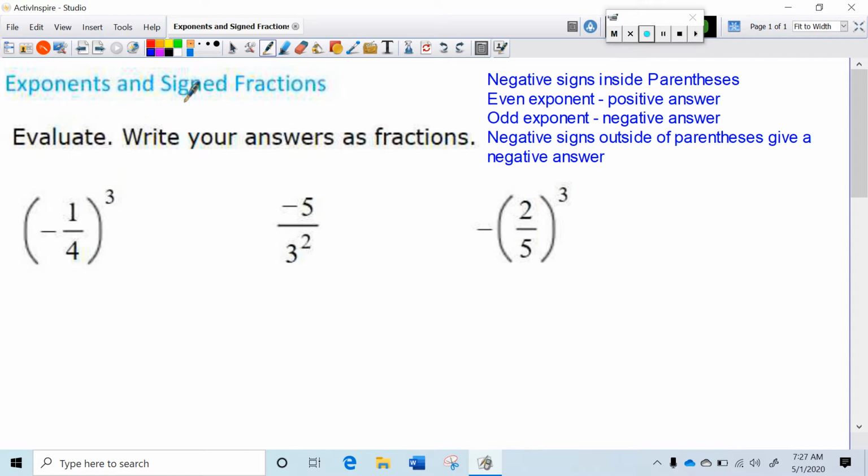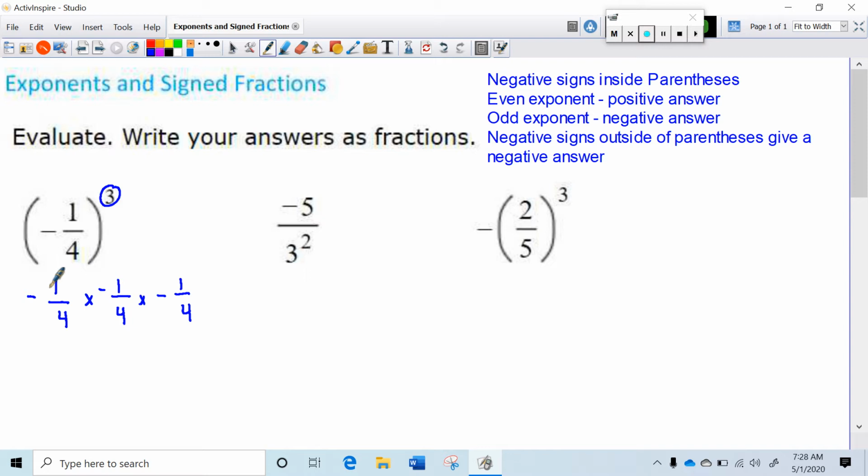Evaluate and write your answers as fractions. Okay, this is a negative sign with an odd exponent, so I know that my final answer is going to be negative. Here's why. This exponent tells how many you have. So negative 1 over 4, and you're multiplying, times negative 1 over 4 times negative 1 over 4.